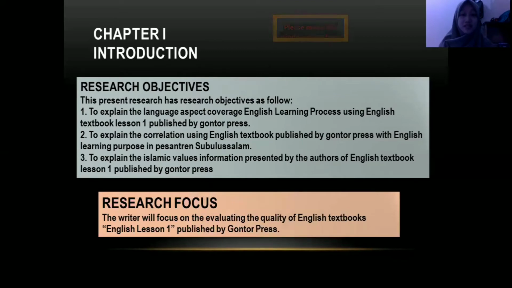And the second is research focus. The writer will focus on evaluating the quality of English textbooks, English lesson 1 published by Gontor Press.